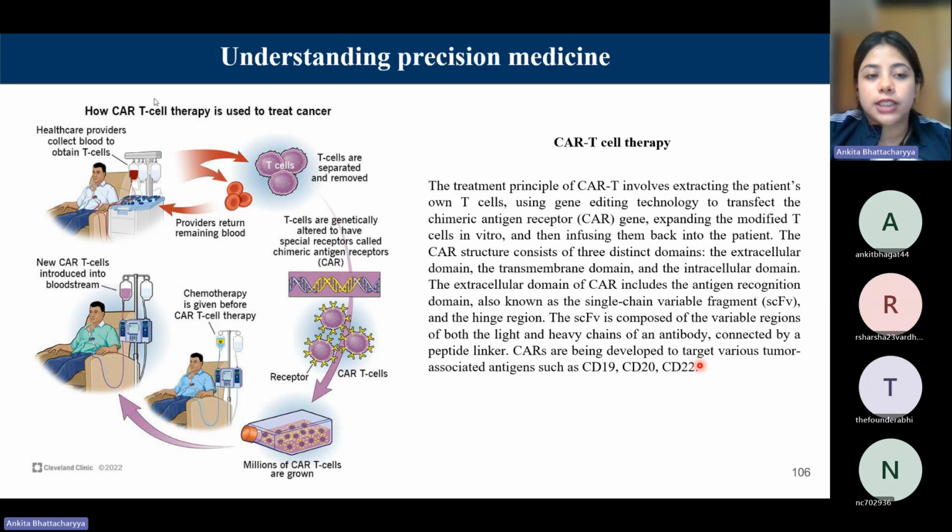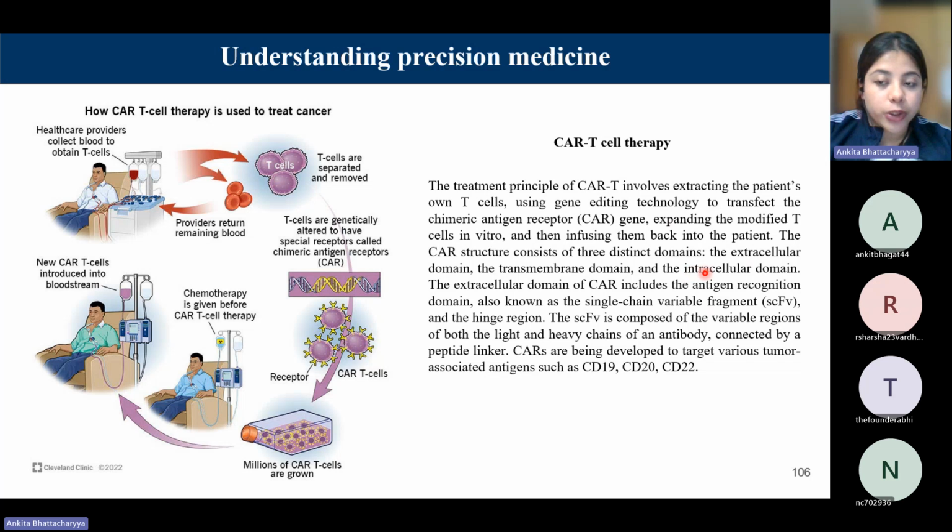So let's go over the legend. The treatment principle of CAR T involves extracting the patient's own T cells, using gene editing technology to transfect the chimeric antigen receptor gene, expanding the modified T cells in vitro, as in culture in the lab, and then again infusing them back into the patient. The CAR structure consists of three distinct domains. We'll go into more details about this in the next slide.